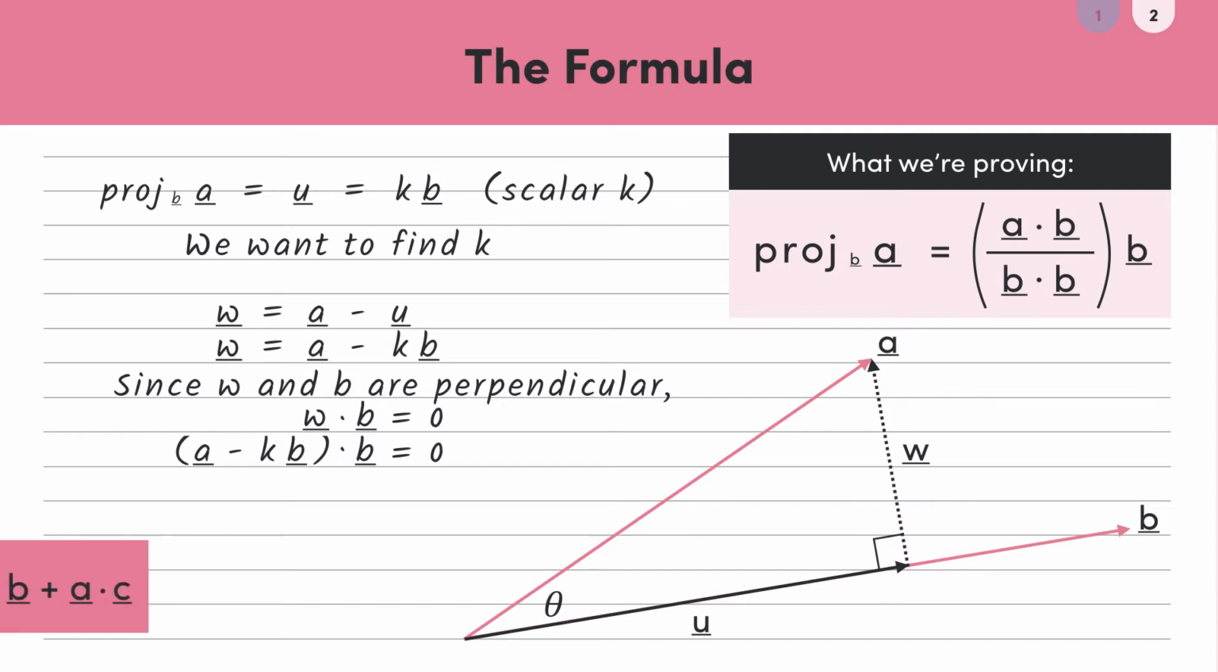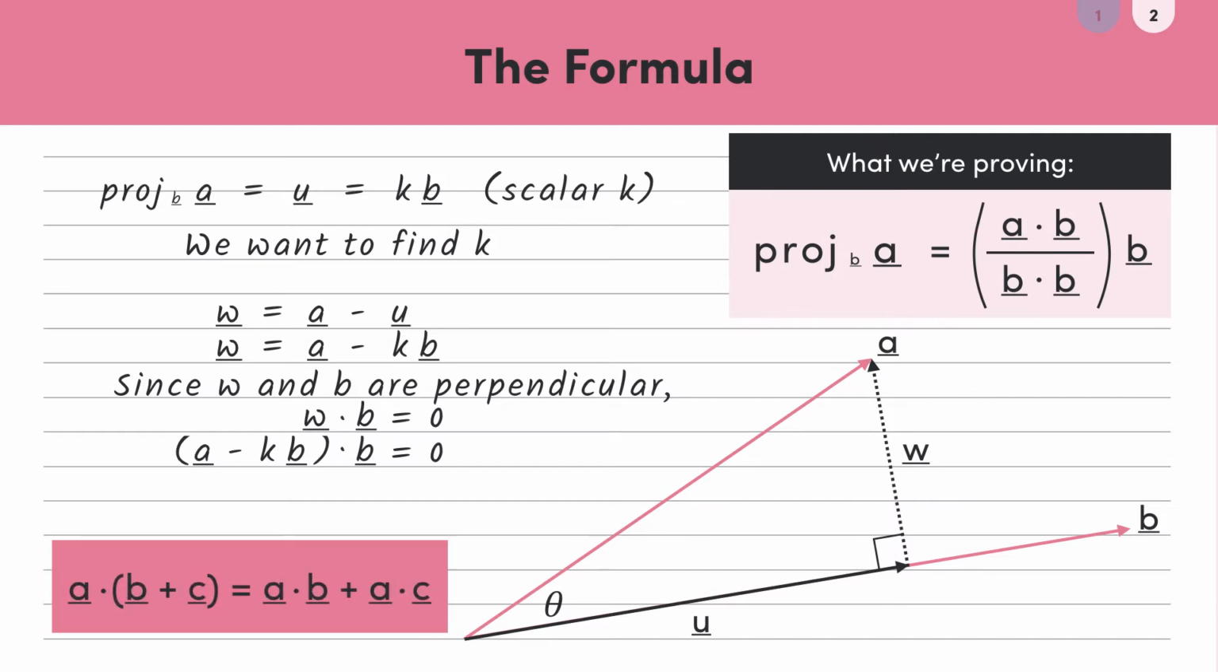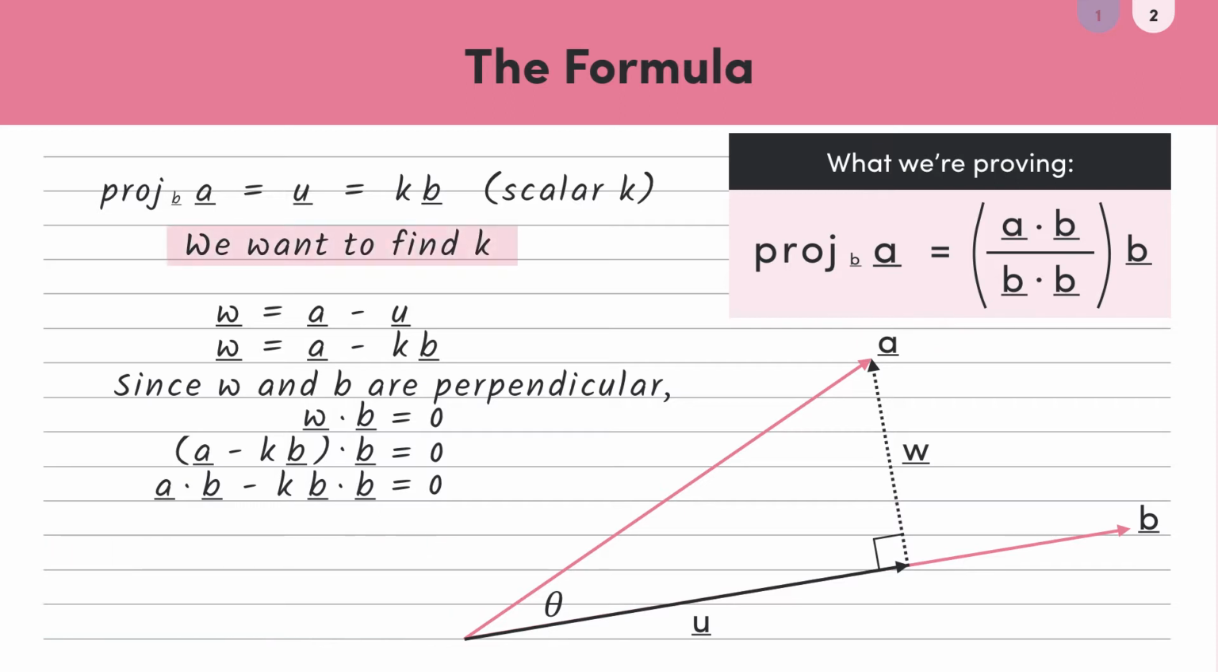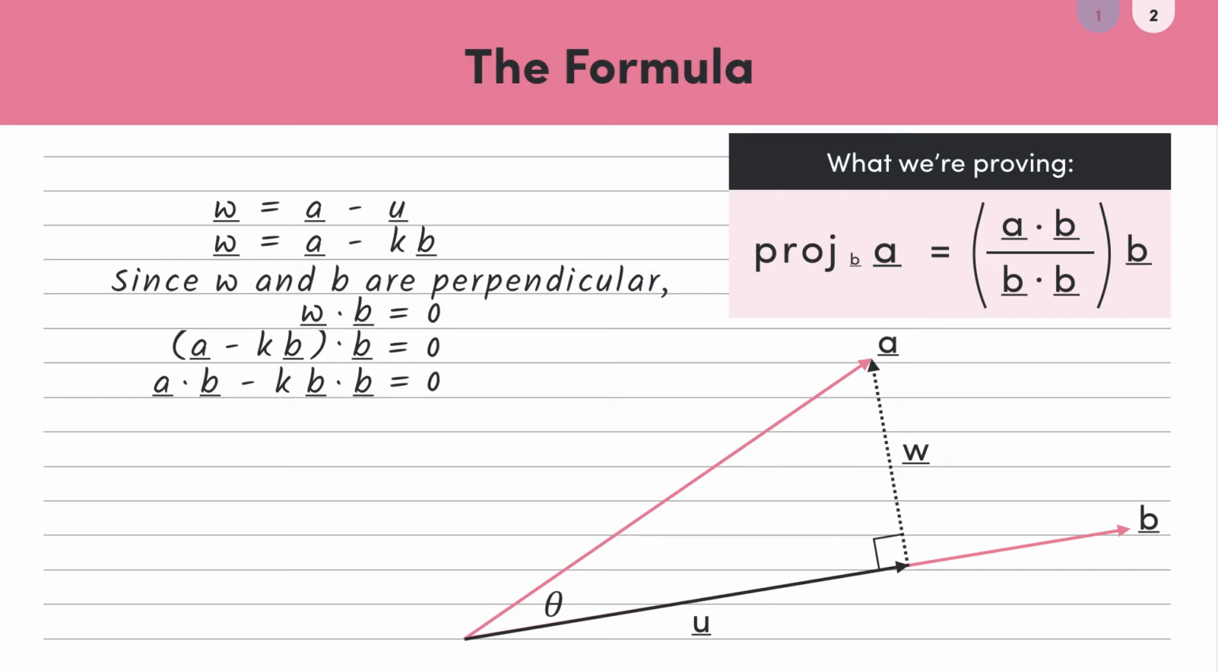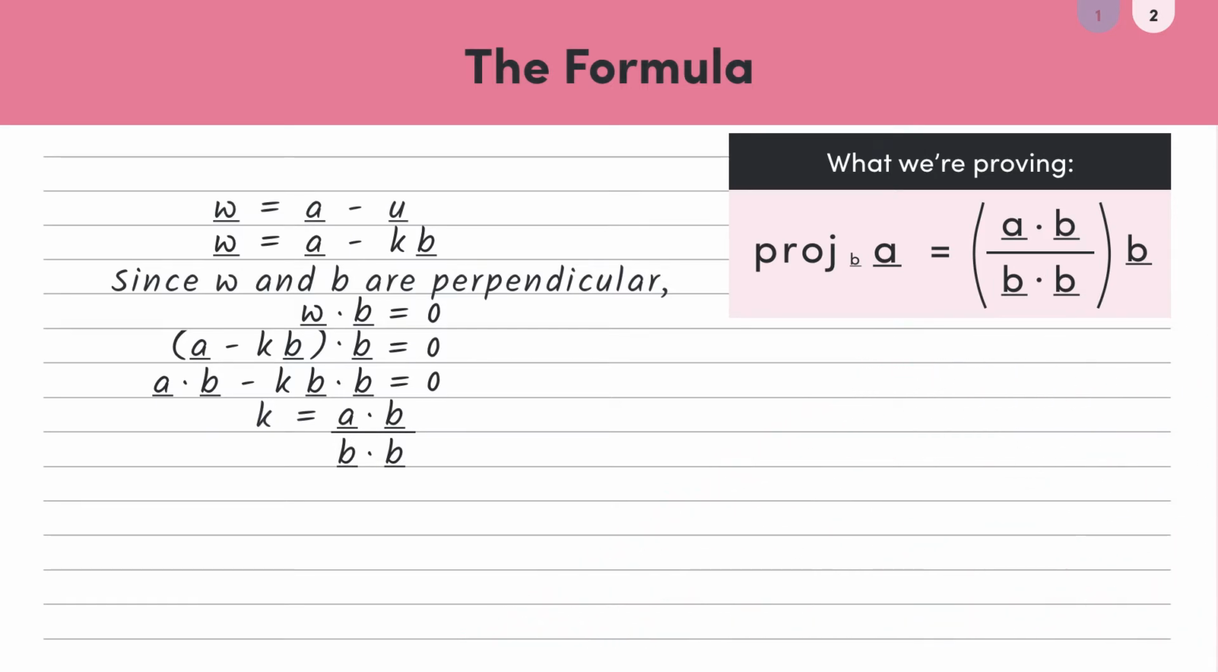You can then expand the dot product like you would a regular number using this special property of the dot product. You just take the dot product of each individual term in the expansion and add them, or minus them in our case. Remember, what we're trying to do is identify what k is, and now we're in a position to do that because we have a simple equation involving k. So let's make k the subject. We can do this by taking this to one side and then dividing by a factor of b dot b. And there we have k.